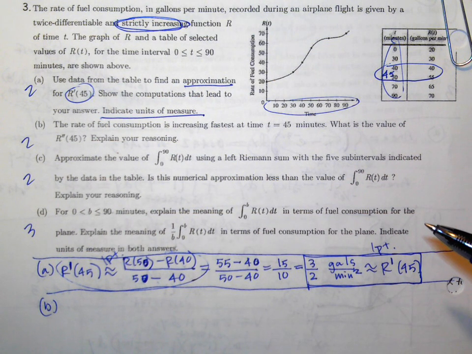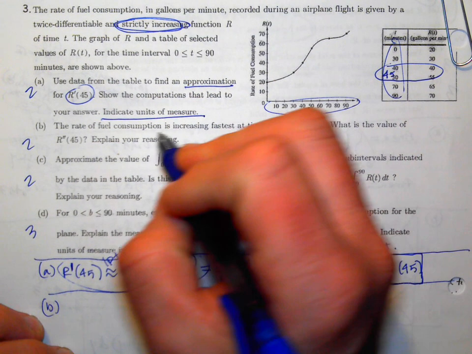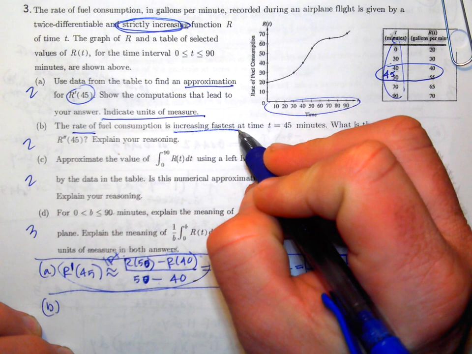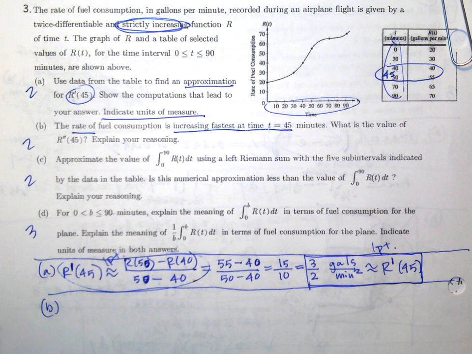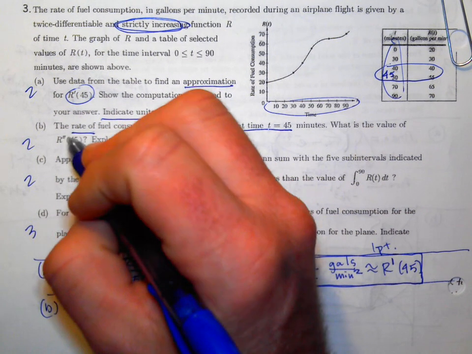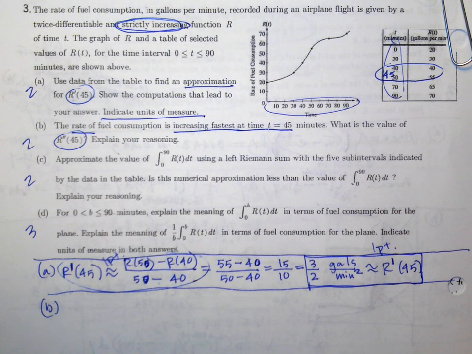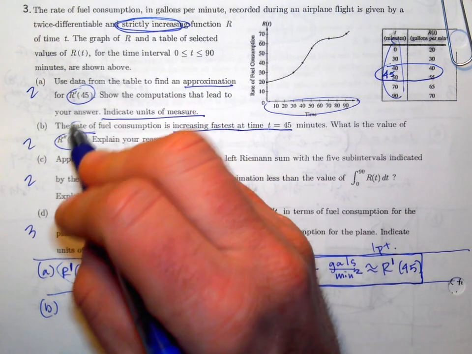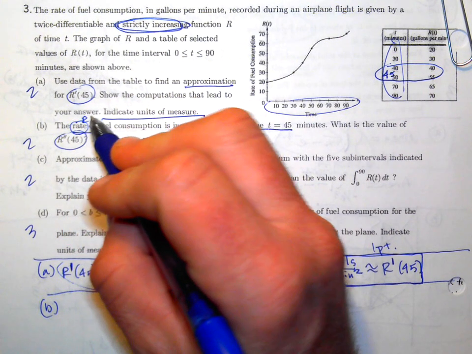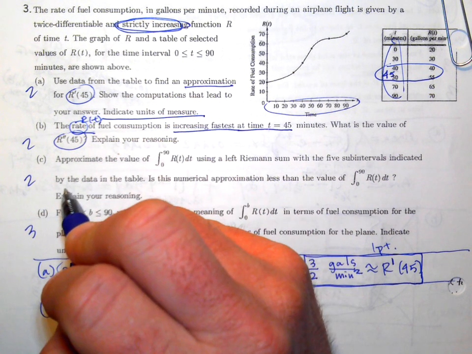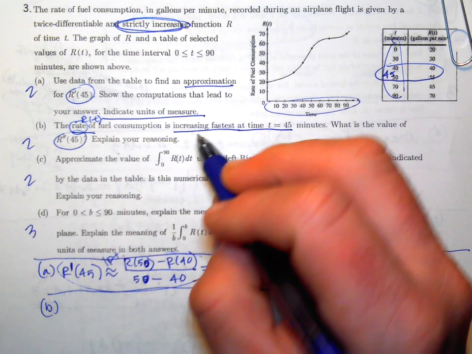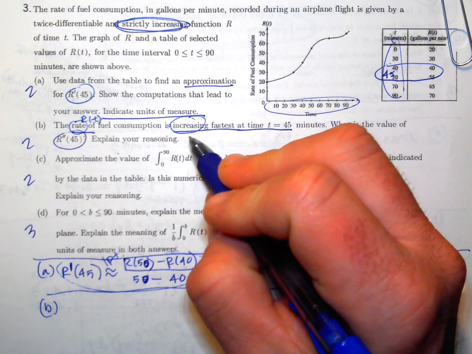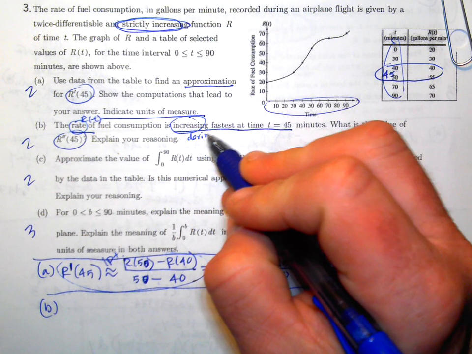Part B: the rate of fuel consumption is increasing. The rate is increasing fastest at t equals 45. What is the value of R double prime of 45? Explain your reasoning. R double prime is the second derivative. It says the rate, which is R, is increasing. That means the derivative of the rate.